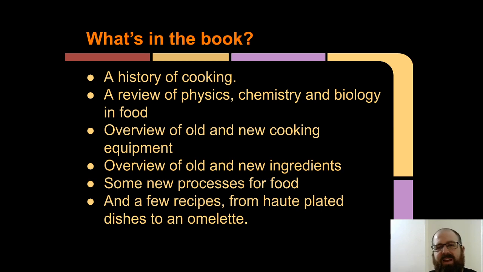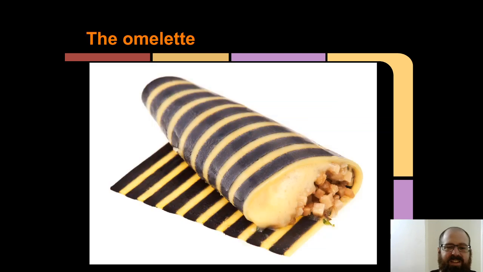The book contains the history of cooking, a review of physics, because you can't cook if you don't understand the heat distribution equation, an overview of new and old cooking equipment and ingredients and techniques, introduction of some new processes for food that he adapted from these high-end restaurants that were doing new and creative things, and from new food journals, and finally some recipes from super complicated, super modernist art piece type dishes to the humble omelet. This is what the omelet looks like.